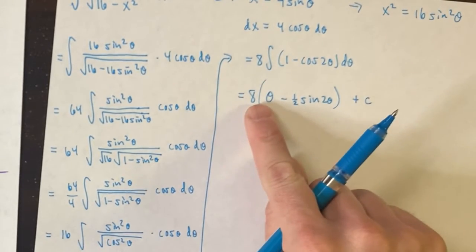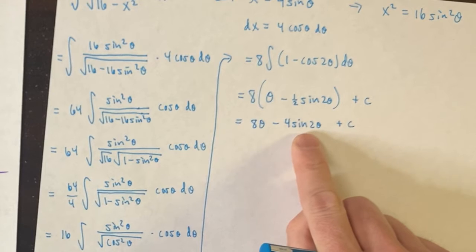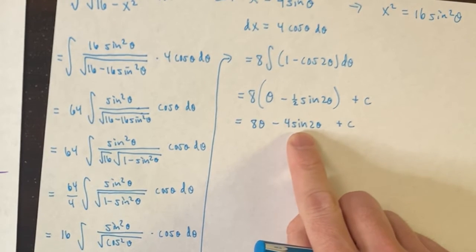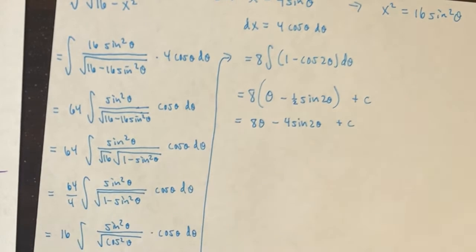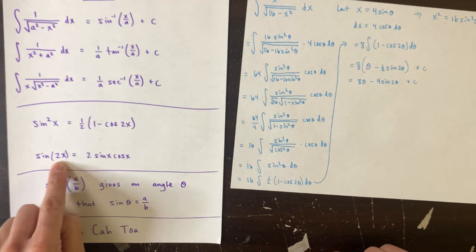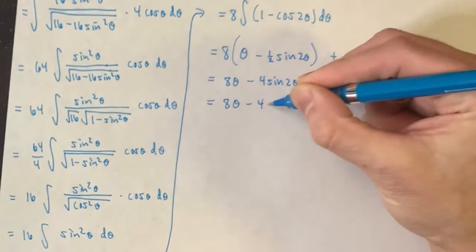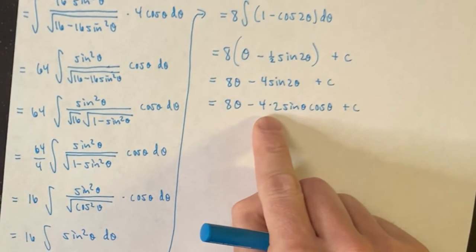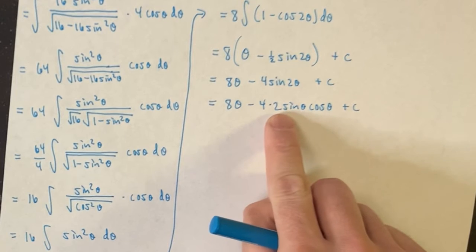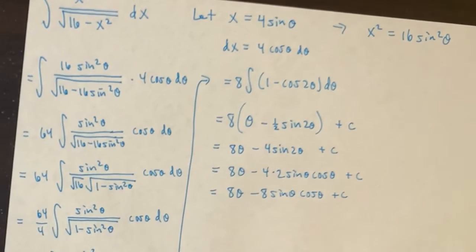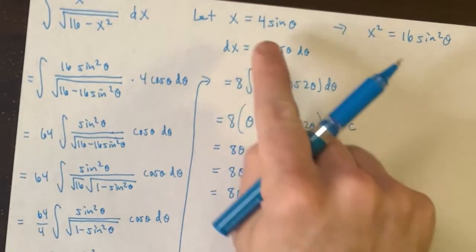And now why don't we distribute the 8? Now, look, here, the 2 is a problem. So instead of sine 2 theta, maybe we can use that double angle and turn that into 2 sine cosine for just that part there. Okay, so we have 8 theta minus, so sine 2 theta becomes 2 sine cosine. Maybe we can just call that 8 right there.